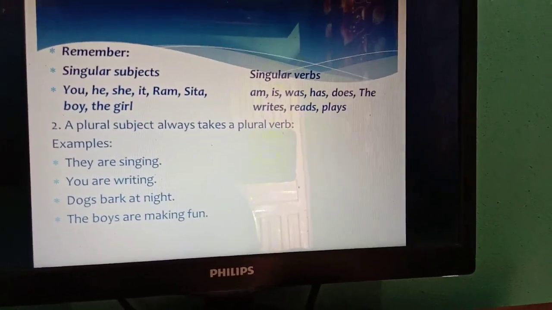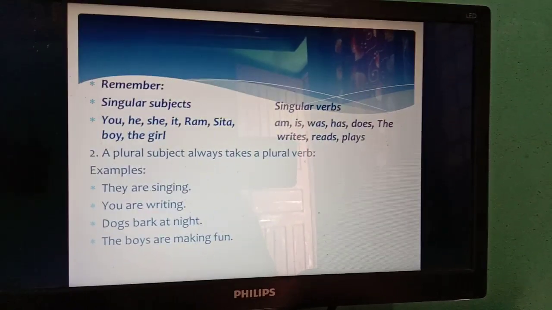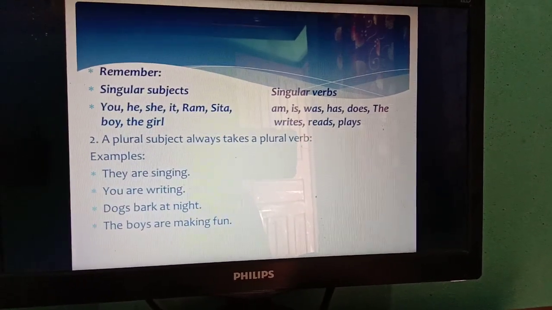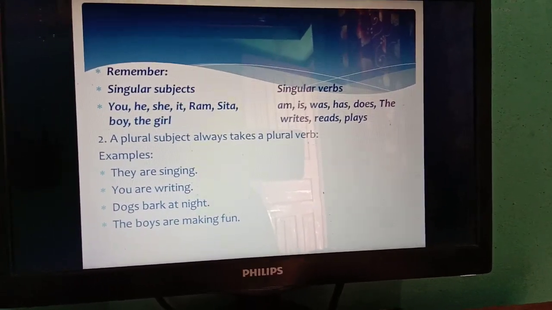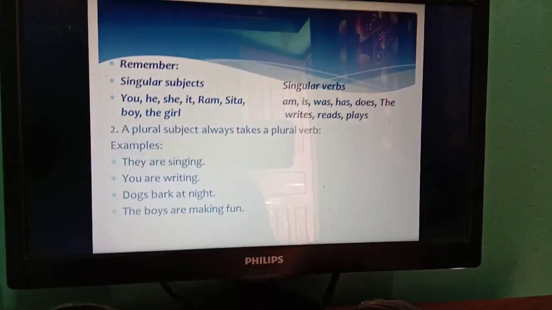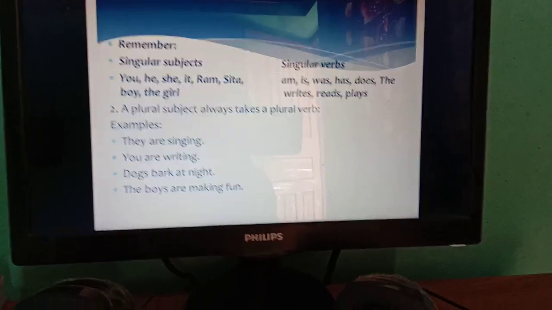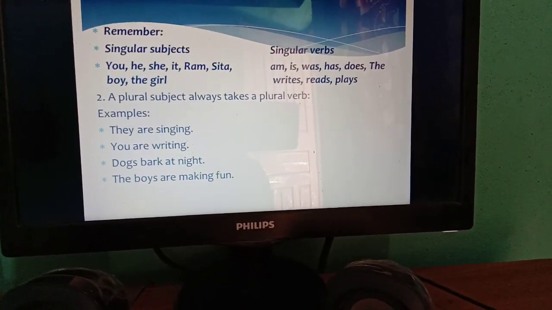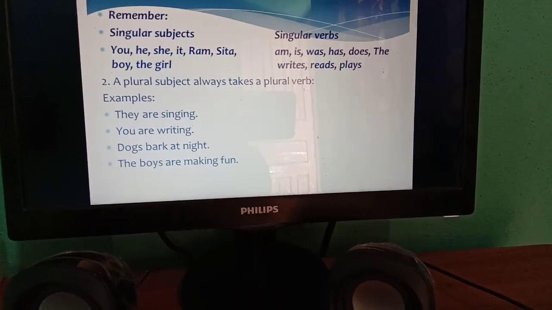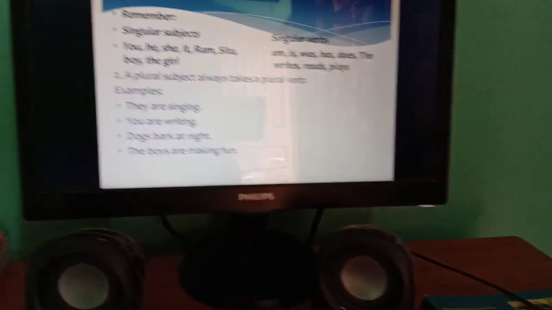So the second rule: a plural subject always takes a plural verb. For example, they are singing, you are writing, dogs bark at night, the boys are making fun. So these are plural subjects like they, you, dogs, the boys, and therefore the verbs are plural: are, bark. So these are the plural verbs.